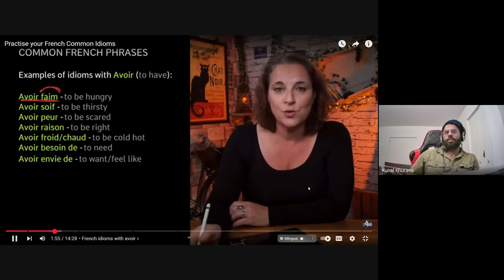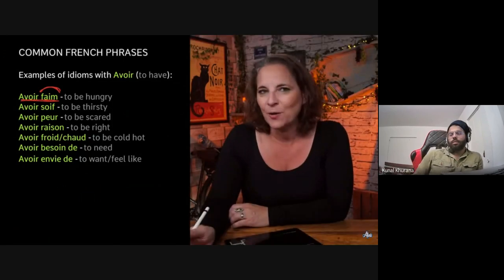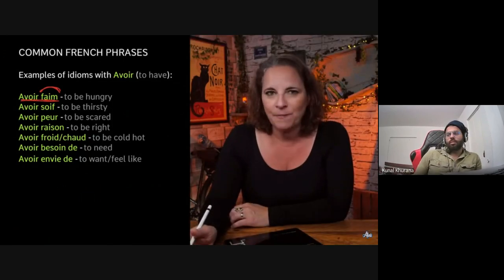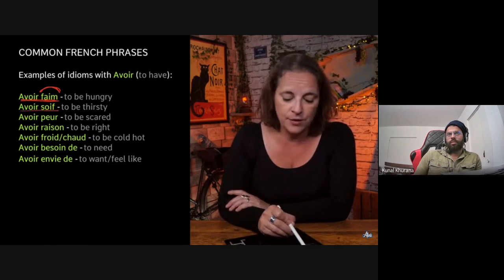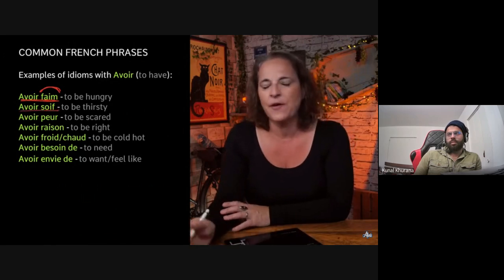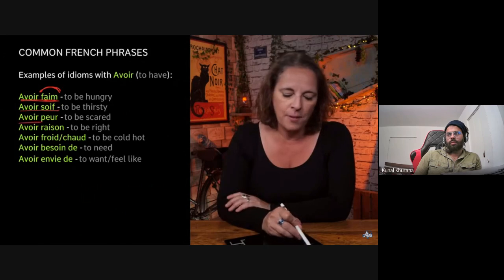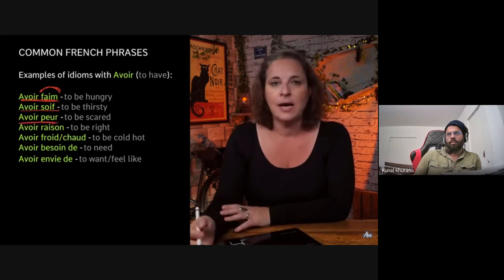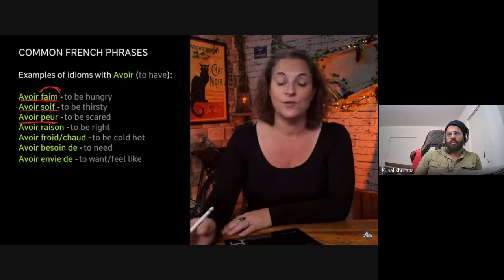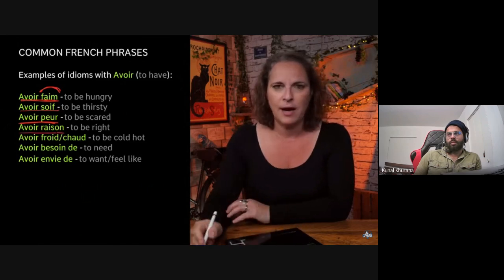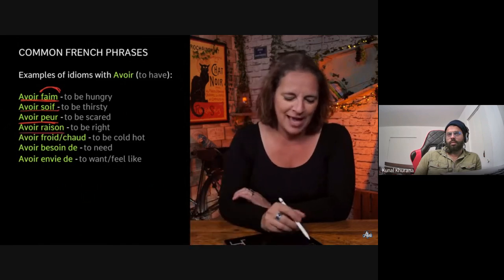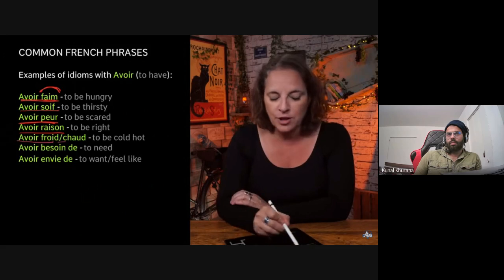speak French, is that they will tend to translate I am hungry using to be. Je suis faim. But it doesn't work. Use avoir. Okay? Avoir soif. Same for that. To be thirsty. So I have thirst. Avoir peur. To be scared. I have fear. So j'ai peur. Avoir raison. To be right. I have right. Okay? Avoir froid ou avoir chaud.